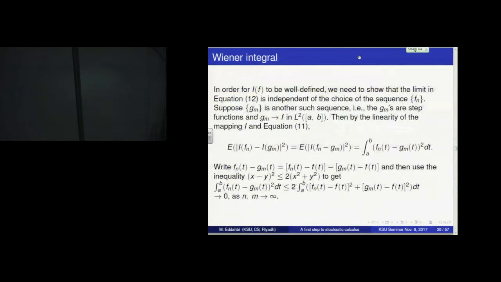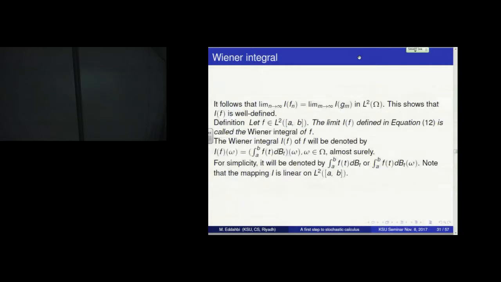I take the difference of two elements, I(f_n) minus I(f_m). Because it is linear, I take this inside, and then you apply the previous formula. This is a Cauchy sequence in L2, so it converges, and it is well defined. So the integral of f is equal to the limit of that object. Now the definition is: whenever I have f in L2, then I(f) is defined by this object.